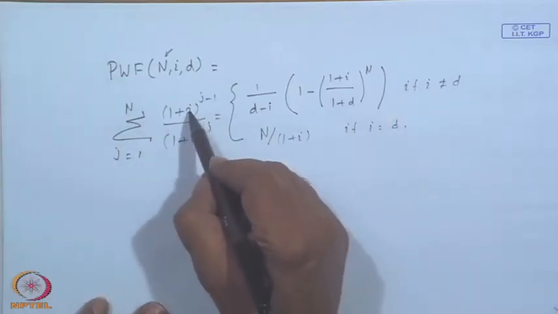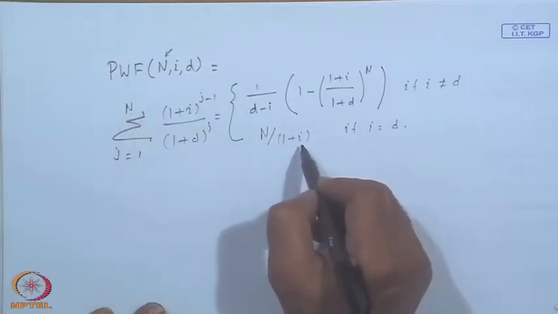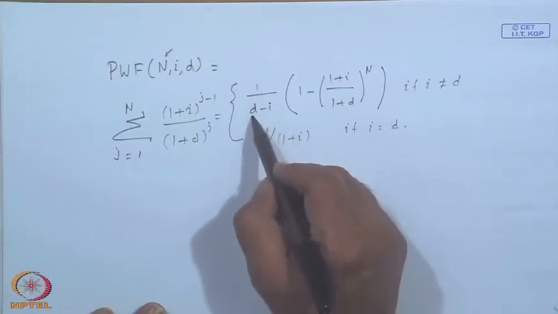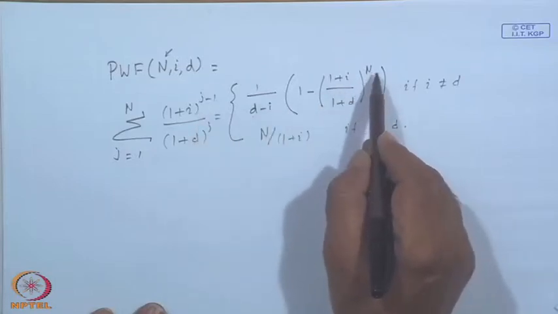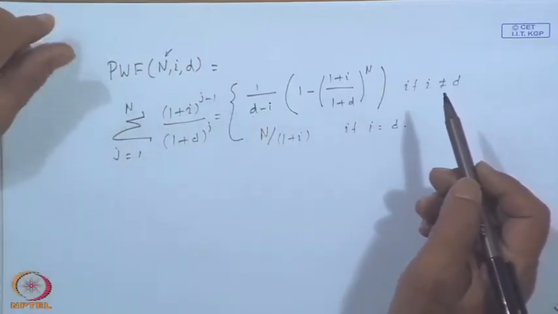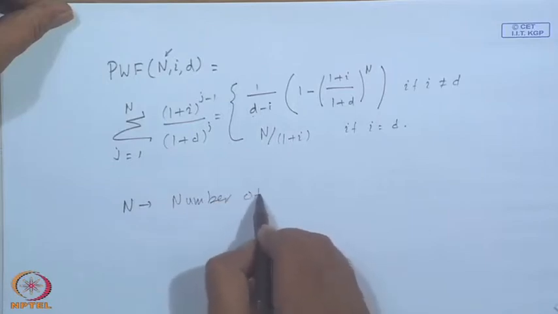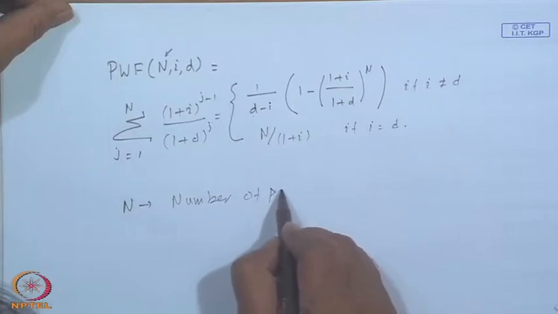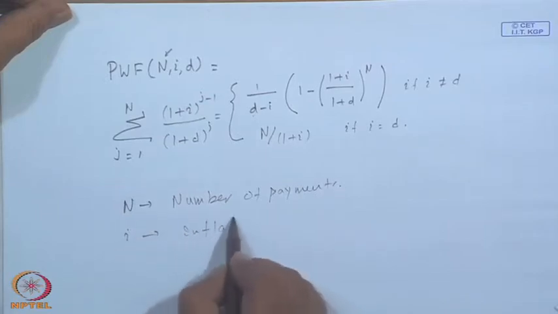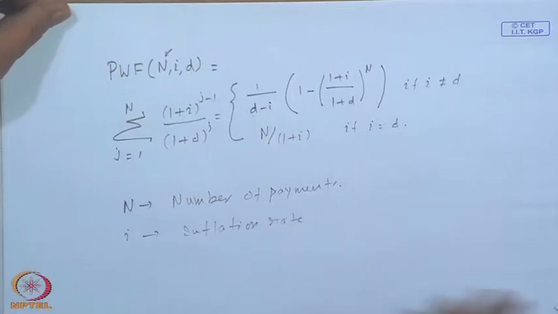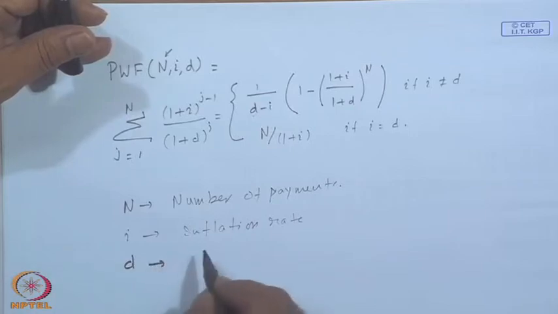So, if I is equal to d, this will be a d, this will be a d, (j minus 1) by j, it will be 1 by (1 plus d) summed over 1 to n will be n by (1 plus I) or (1 plus d), okay? So, 1 by (d minus I) into (1 minus ((1 plus I) by (1 plus d)) to the power n), that is the same thing which we have written in terms of n, and this is summed up over this period. N is the number of payments, which may be your number of years of analysis, and I is the inflation rate and d the discount rate.